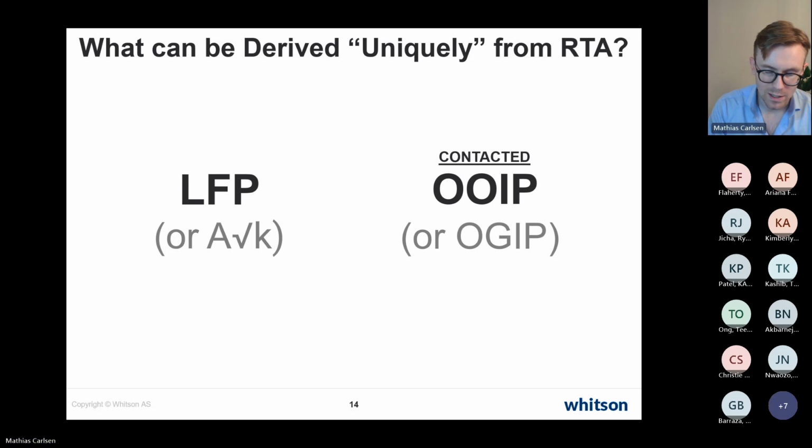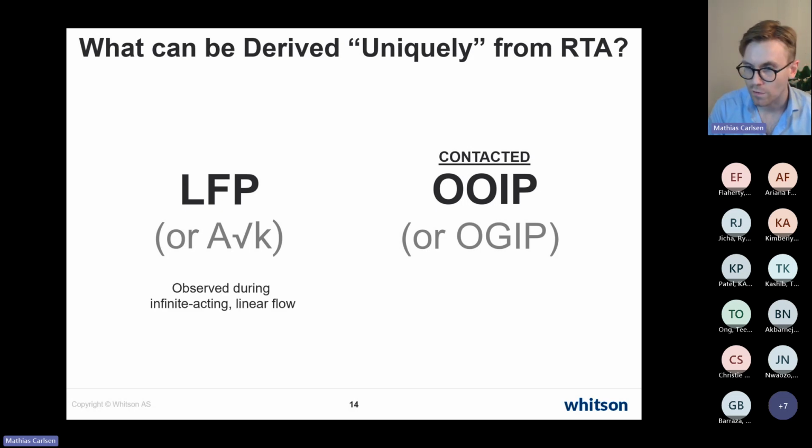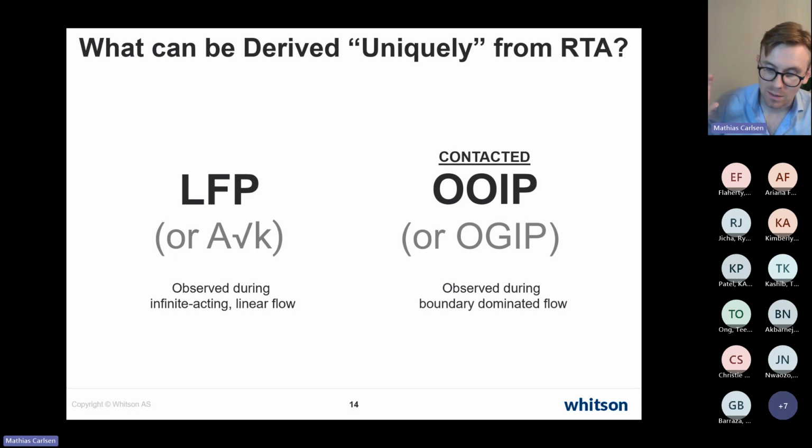The item to the left, you can only quantify if you're in true infinite acting linear flow, and the item to the right is something you can only quantify if you're in full boundary dominated flow. So what the flow material balance technique and an RTA exercise have in common is that they both try to quantify this term to the right here, the contacted oil or gas in place. And if you're in full boundary dominated flow, there should be no reason for these 2 methods to yield a different result. If there is a different result, there's something inconsistent with your models.